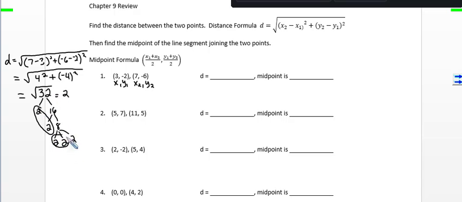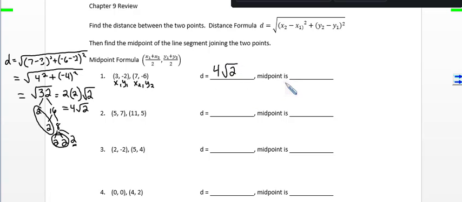You have another pair of 2's. You bring a 2 out. You have a 2 left over. That stays under the radical. So your answer ends up being 4 square root of 2. So your distance for number 1 is 4 square root of 2.